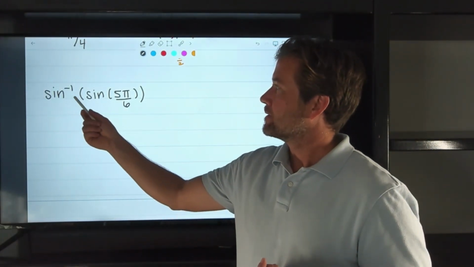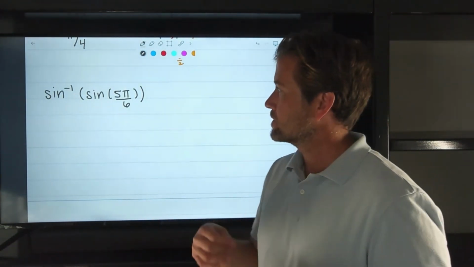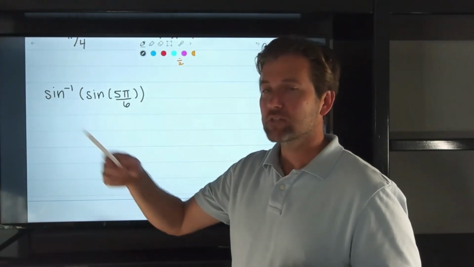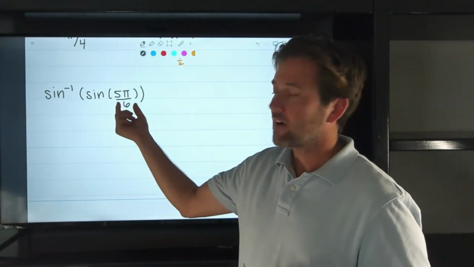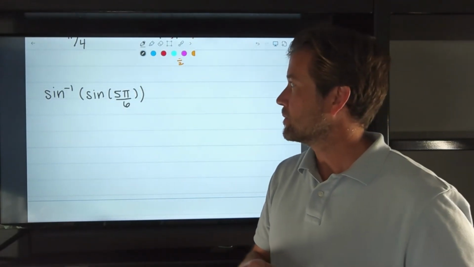So let's make sense of this problem before we solve it. It's really tempting for students to say the answer to this problem is 5 pi over 6. That's because they see sine, they see arc sine. Those are inverse functions, so they undo each other, and the result is 5 pi over 6, is what some students think. Unfortunately, that's wrong, and let me tell you why.